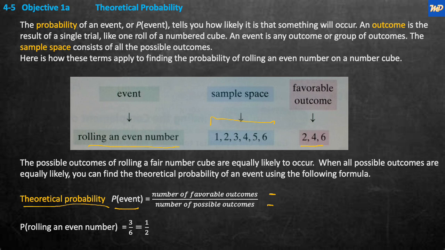If you want to say what are the odds of getting a 1 on that cube, there are 6 possibilities, but you only want one particular one. Here, look at this. The probability of rolling an even number is 3 divided by 6, the number of favorable outcomes divided by all the possible outcomes, which ends up being 1/2. So that would mean that every time you roll that cube, it's 50-50, or 1/2 of the time it'll come up even or it'll come up odd.